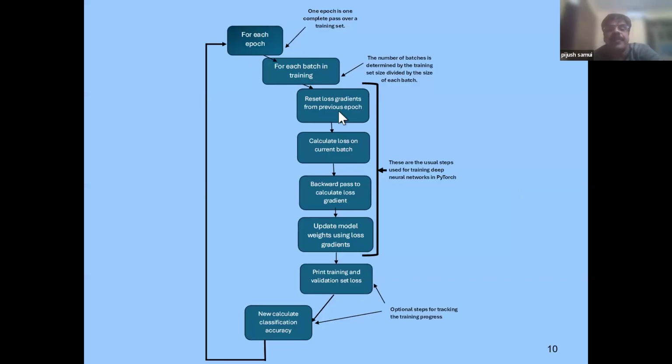But how? Reset the loss or gradient from the previous epoch, calculate the loss on the current batch, do a backward pass to calculate the loss gradient, and update the model weights using the loss gradients, just like what we have done for the traditional neural network or deep neural network. All these things we will do here also. So a similar type of approach will be used here also.